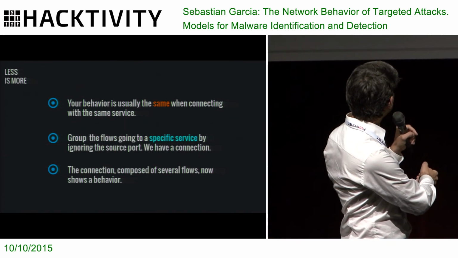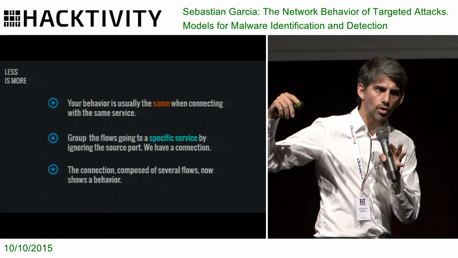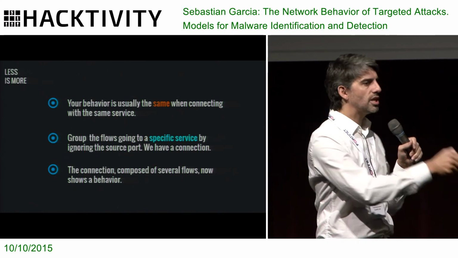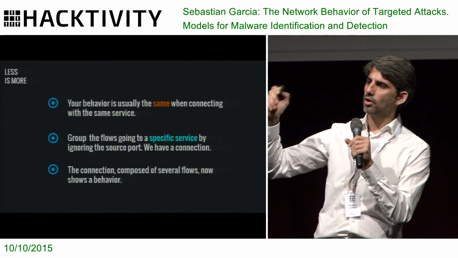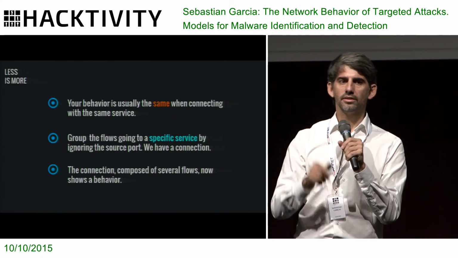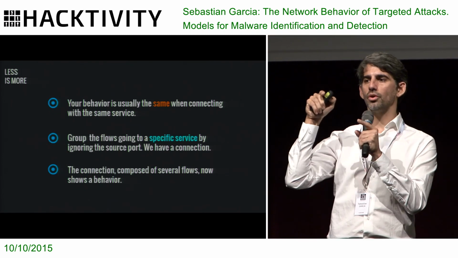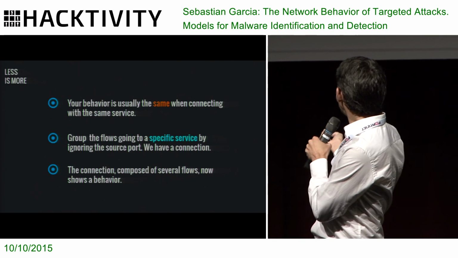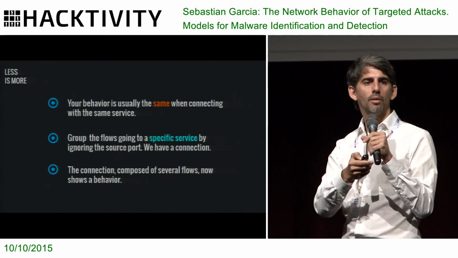The second is that we group the flows: all the flows in the network going to a specific service together. Imagine that you're connected to the Gmail web server, so we get all the packets and flows that you are sending to port 80 of Gmail, and we say, this is your connection, and we are going to analyze that. And finally, since the connection is composed of several flows, we can see the behavioral patterns in there.